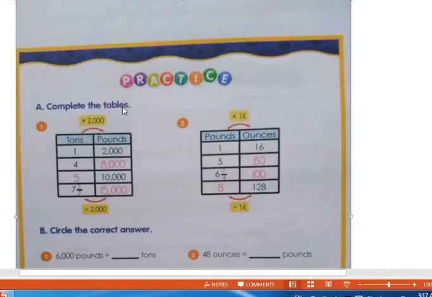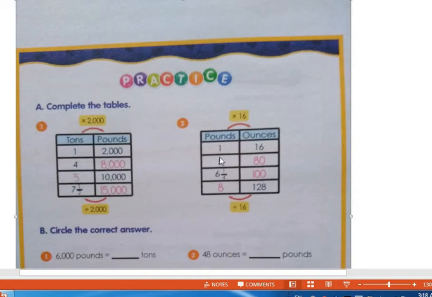So these tables show us how to convert from tons to pounds. For 1 ton to pounds, I will multiply by 2000. For 4 tons, every time I multiply by 2000. And if I want to convert from pounds to tons, I divide by 2000. Here from pounds to ton, 2000 divided by 2000 will give me 1. 8000 divided by 2000 will give you 4.